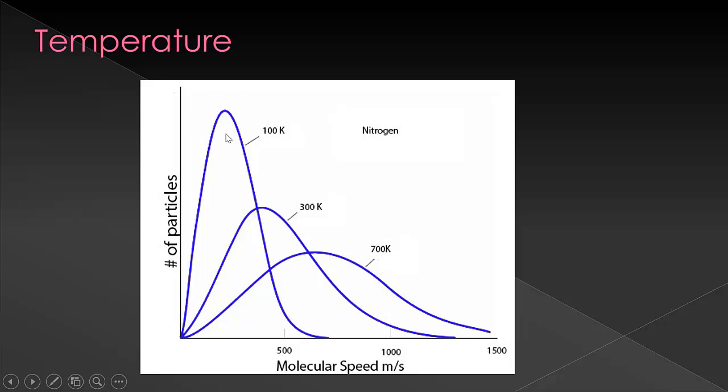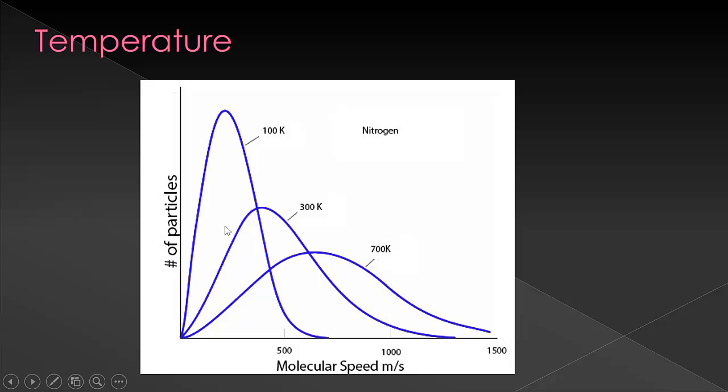Now if I raise the temperature, notice that this peak shifts to the right. So now the place where most of the particles are, instead of having a speed of, let's say, 250 meters per second, the vast majority of the particles have a speed around 400 meters per second.